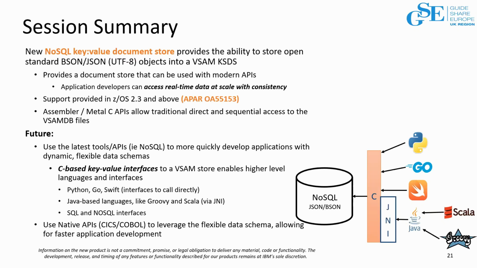Support from native APIs like CICS and COBOL. We're working with both the COBOL and the CICS teams to be able to exploit this. Similar to what we had to do from a VSAM perspective, it's really about removing restrictions. So CICS has restrictions in how it uses VSAM. Same is true from a COBOL perspective. So loosening some of those restrictions are really the only changes that they need to have, because again, under the covers, this is a VSAM KSDS.